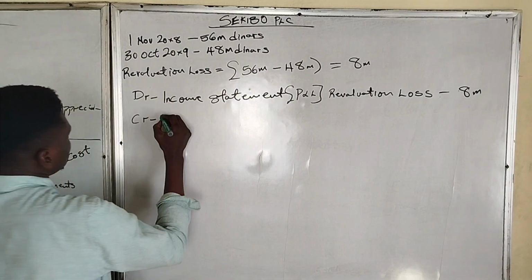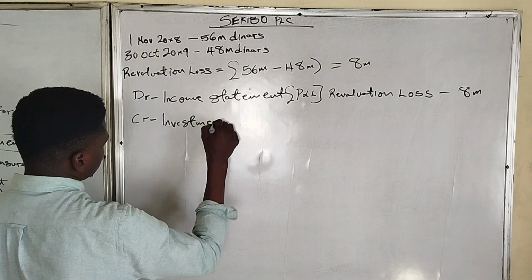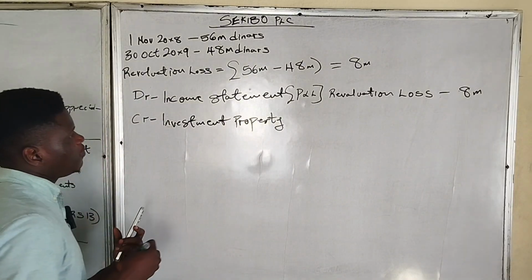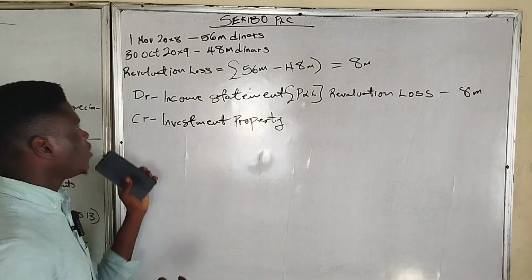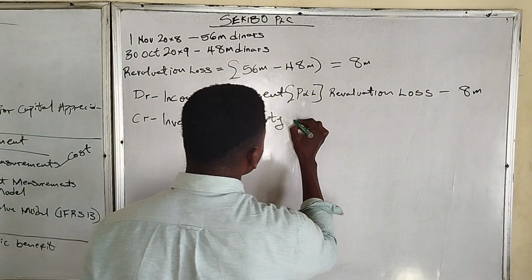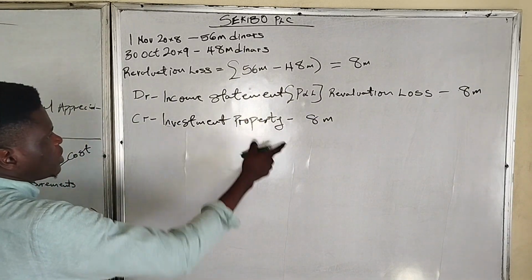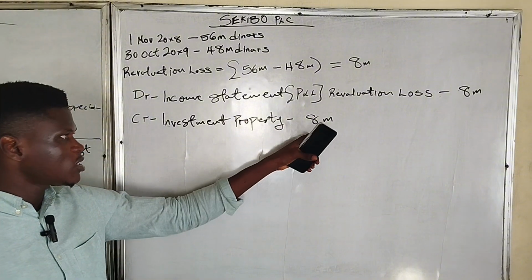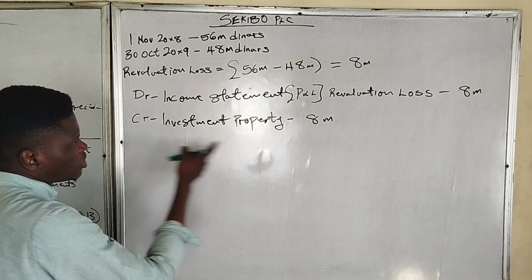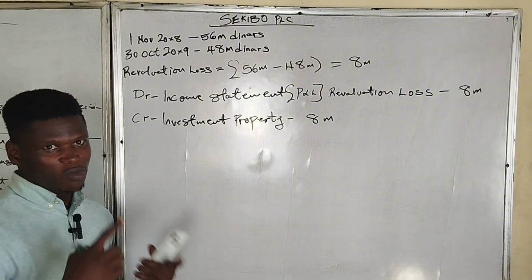And I'm crediting the investment property itself. Remember that we said investment property are non-current assets. So they are assets, and assets have debit entry. So we're crediting investment property with 8 million. So if I'm crediting investment property, it means I'm deducting 8 million from investment property. I am adding 8 million to expenses in the income statement and deducting 8 million from investment property in the statement of financial position, as assets are recognized in the statement of financial position.